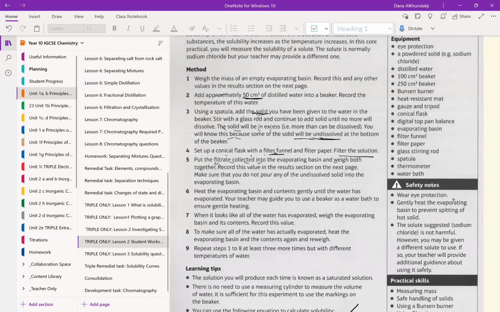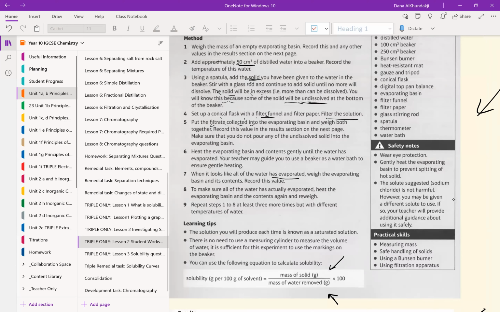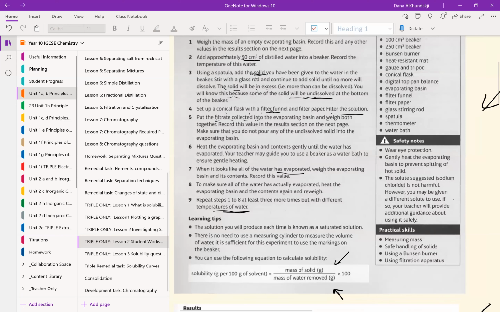With the evaporating basin, it means the filtrate. Record the value on your table. Heat the evaporating basin gently until the water has evaporated. And then when it looks like all of the water has evaporated, weigh the evaporating basin and its contents. And then make sure all of the water has accurately evaporated. So you heat it and reweigh it until the mass is constant. And then you will carry out the experiment again, but with different temperatures of water.